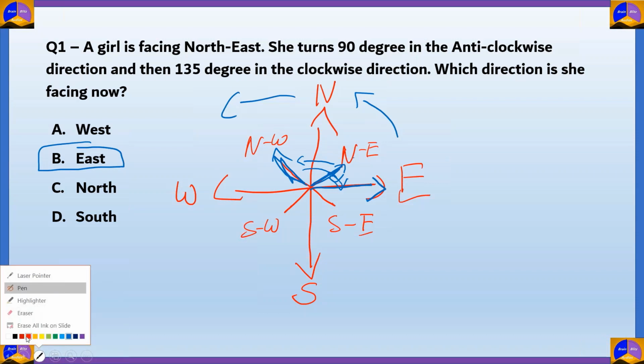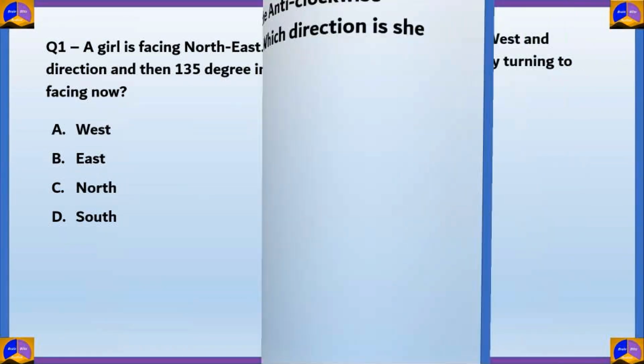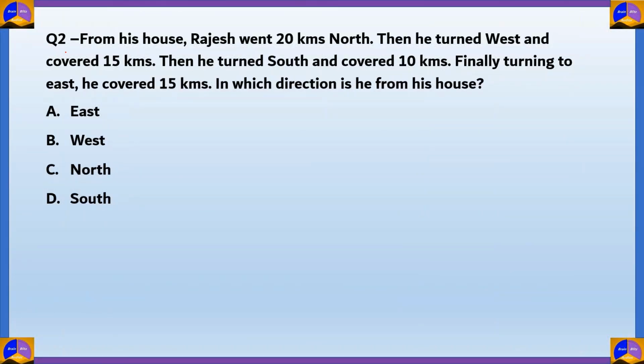Let's move on to the next question. Question number 2. From his house, Rajesh went 20 kilometers north. Then he turned west and covered 15 kilometers. Then he turned south and covered 10 kilometers. Finally, turning to east, he covered 15 kilometers. In which direction is he from his house? Option A, east. Option B, west. Option C, north. And option D, south.